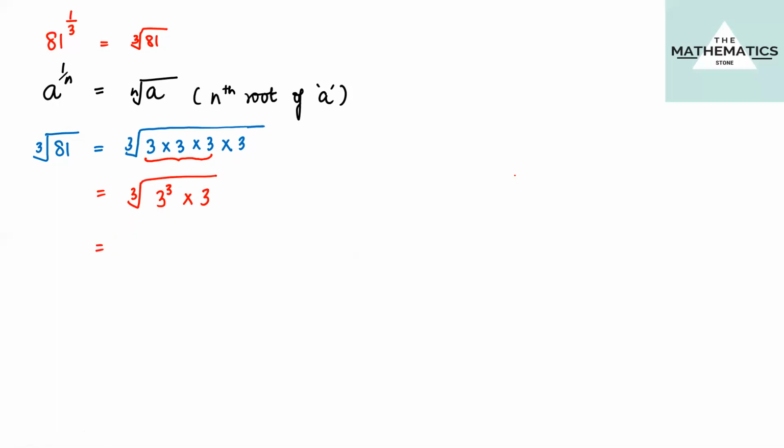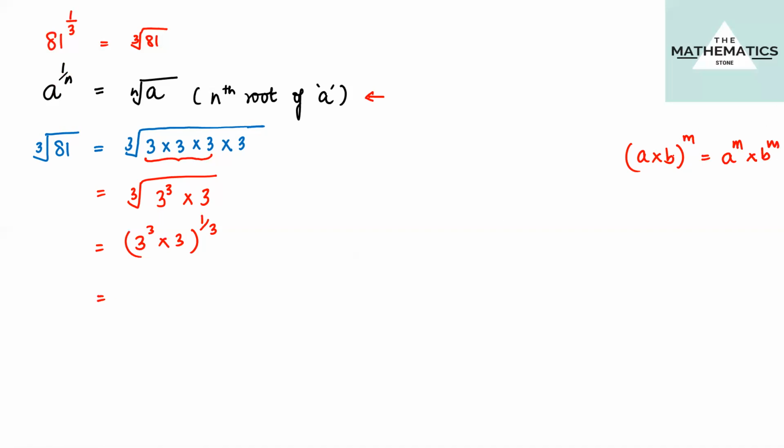Now, if you remember a property that was done in grade 8, that property says that a times b raised to some exponent, let's say m, equals a raised to m times b raised to m. So I'm going to apply this property over here. This is 3 raised to 3 times 3 whole raised to the power 1 over 3. This is third root, so third root can be written as power 1 over 3.